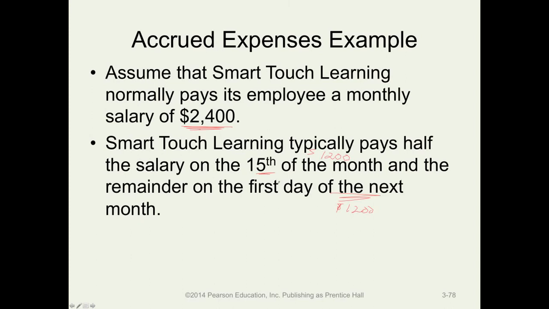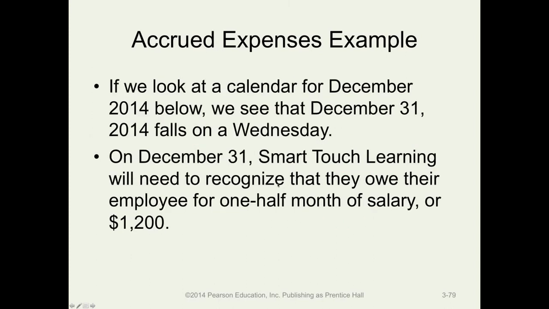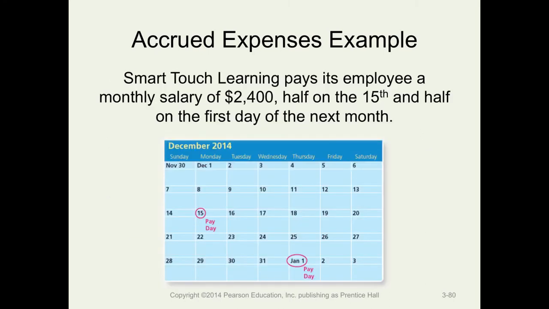Now again, the problem is going to be when the pay periods are going to be falling within the calendar. So if we look at the calendar for 2014, we see that December 31st falls on a Wednesday. On December 31st, Smart Touch Learning would need to recognize that they owe 1/2 of the salary. In other words, if we look at the calendar for December, we know that they've already paid. So this has been paid.